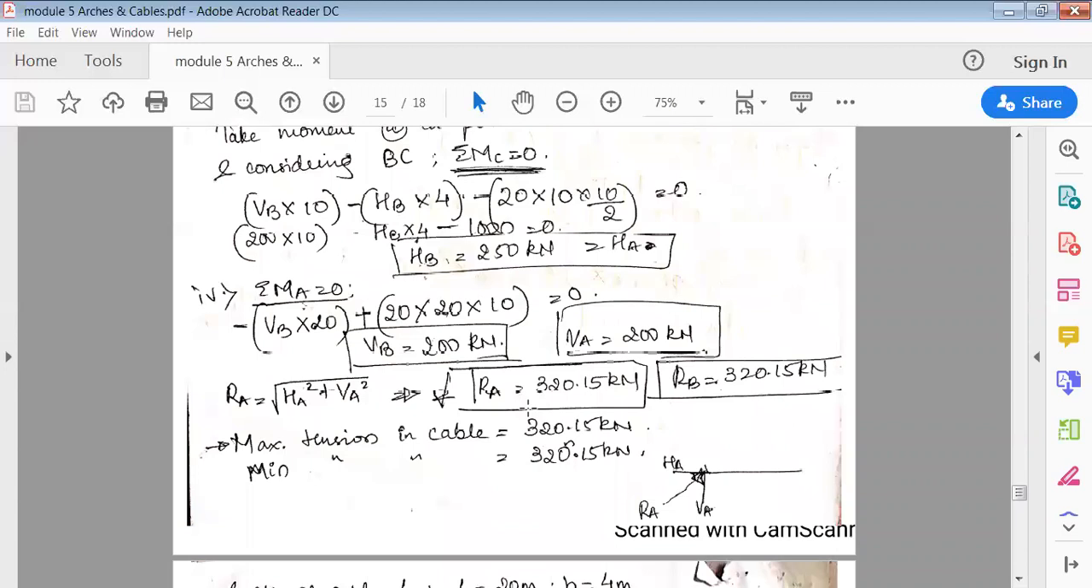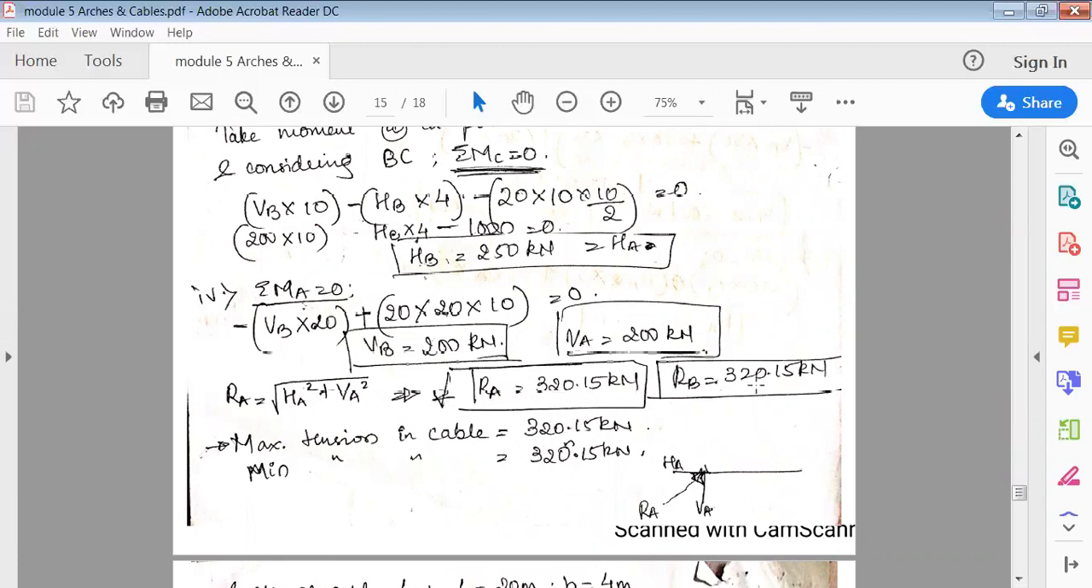Once you find this, the main intention in finding out the cables is that you have to find out HA, HB, VA and VB. That's it. So once you find the reactions, the next thing is only finding the resultant force. So RA is nothing but the resultant of horizontal force and vertical force, so square root of HA square plus VA square. So find out the value of RA. You already know both. Substitute this and find.